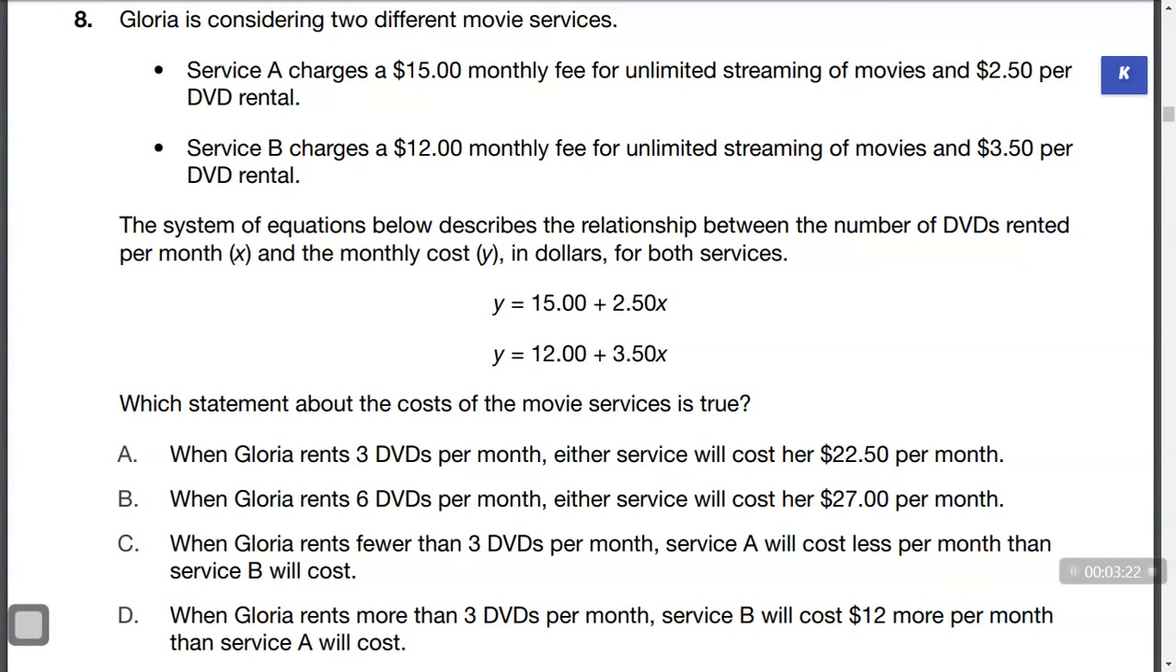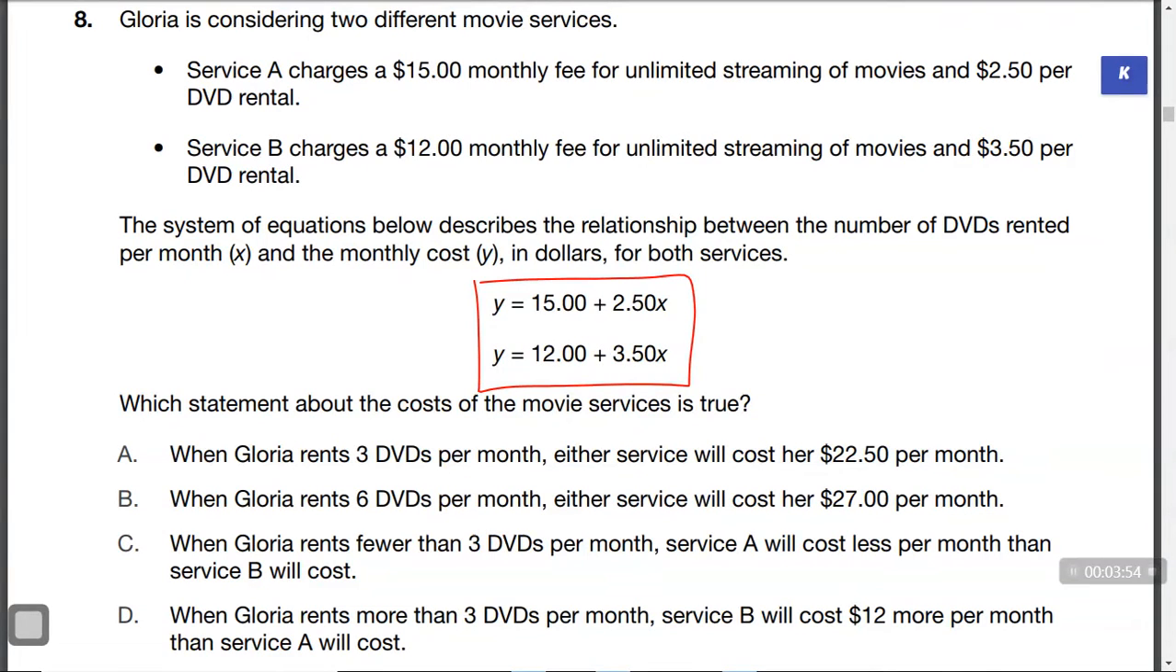All right, take a look at this one. This is a sample of a keystone problem. It says Gloria is considering 2 different movie services. Service A charges $15 monthly fee for unlimited streaming of movies and $2.50 per DVD rental. Service B charges $12 monthly fee for unlimited streaming of movies and $3.50 per DVD rental. The system of equations below describes the relationship between the number of DVDs rented per month, X, and the monthly cost, Y, in dollars for both services. Notice they gave you the system of equations.